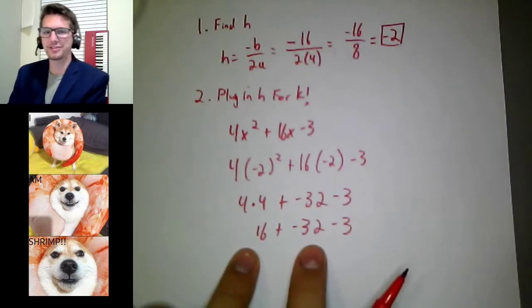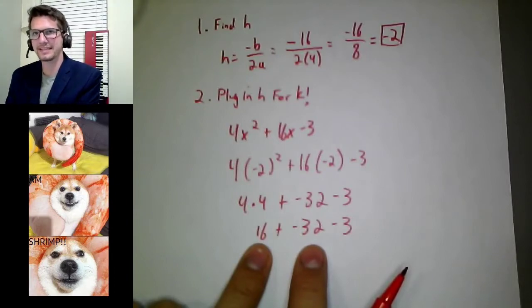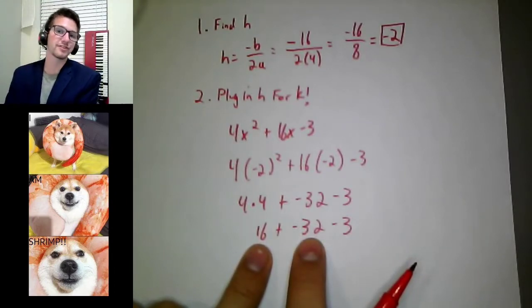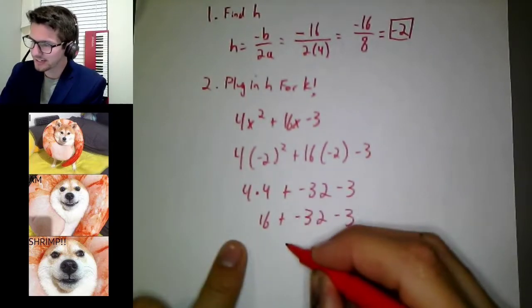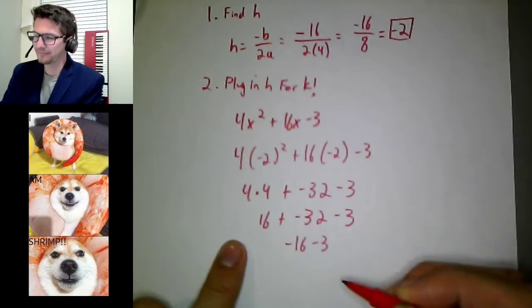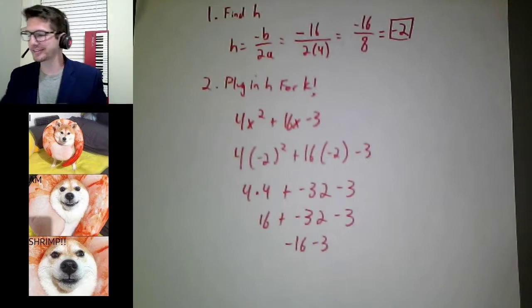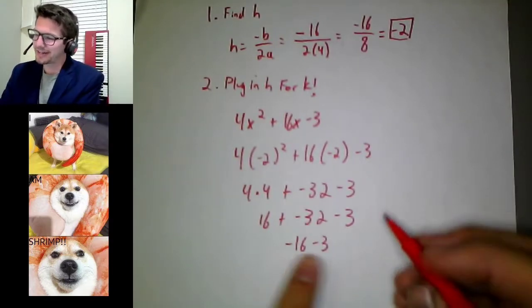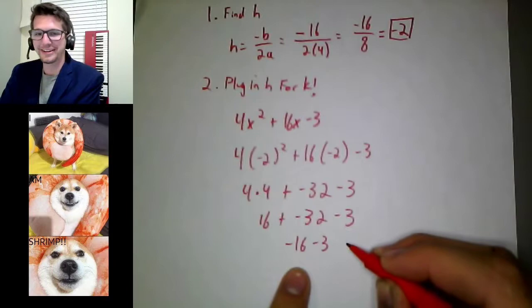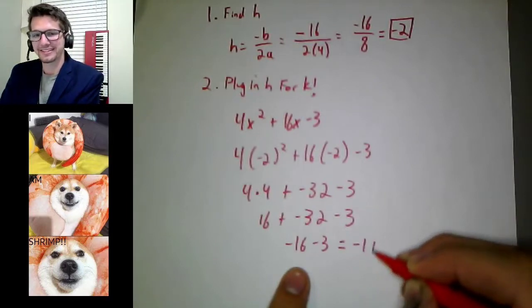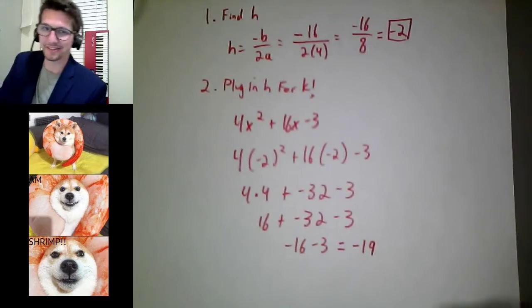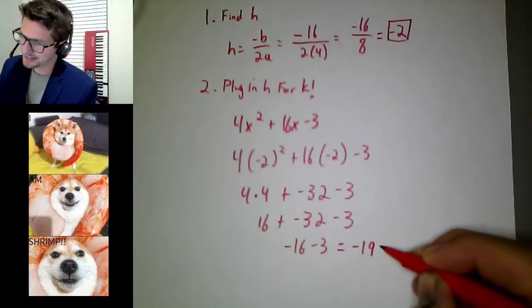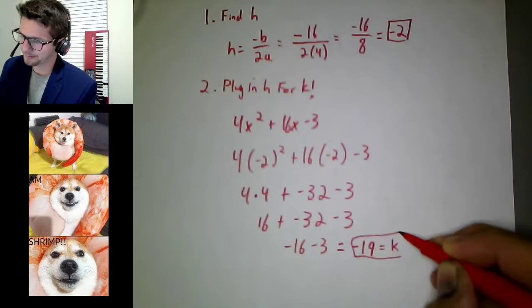So I know 32 minus 16 is 16, so negative 32 combined with a positive 16 would give me negative 16 minus 3. And I'm doing this all worked out. You can use the calculator. I don't care. So a negative 16 minus a 3 gives you a negative 19. I'm old school. I like writing it out. You can use the calculator. So negative 19 is my k.